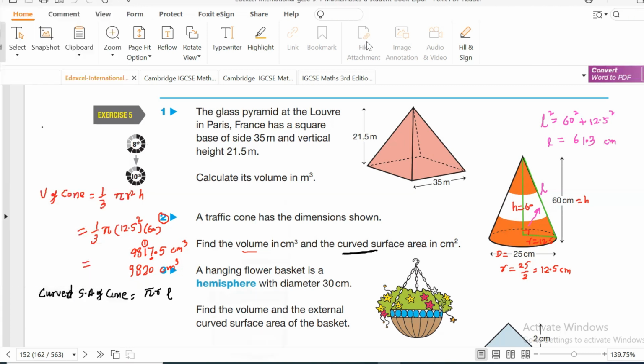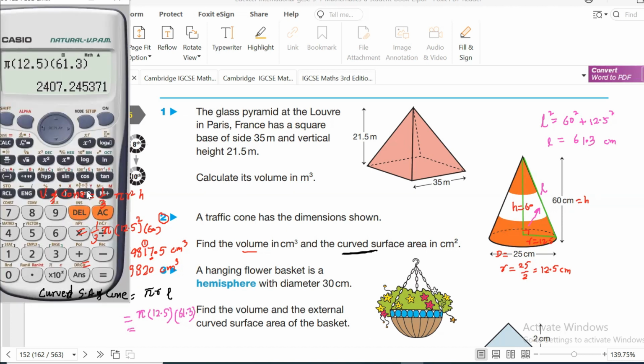So that value I will use in the formula for the curved surface area of a cone. What is it? Pi r L. So r is 12.5, and L we found is 61.3. Lastly, you can check in the calculator. It gives 2407.2, or simply 2407, and it is curved surface area, so centimeter squared. I hope it is clear.